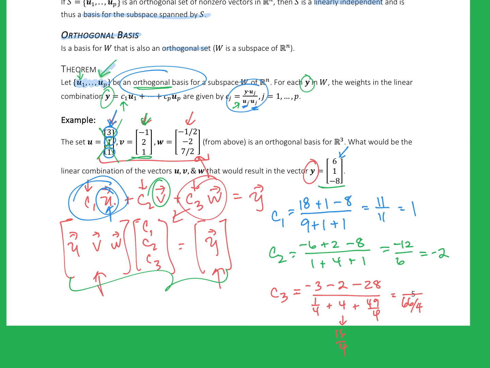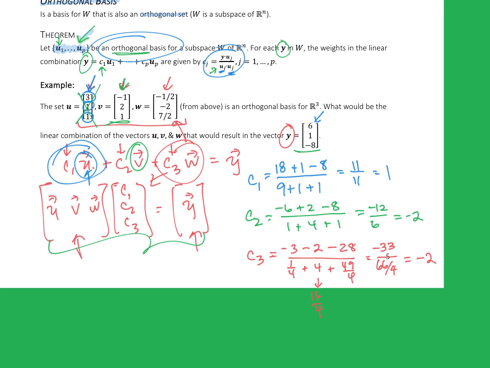28, 29, 30, negative 33. Oh, hey, that actually works out pretty good. This is negative 2, I think, right? Does it have negative 33 times 4 over 66? That's going to give me a 2 down there and a 1 up there. Hey, yeah, look at that, negative 2.